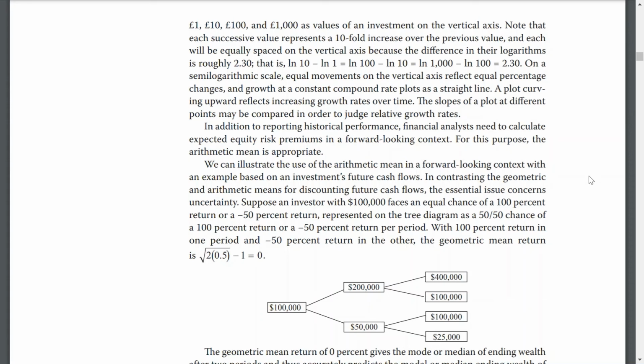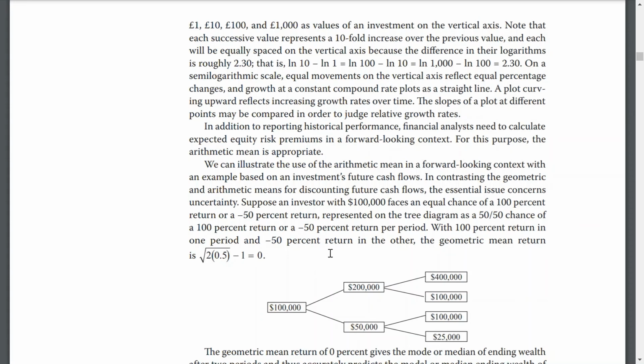We can illustrate the use of the arithmetic mean in a forward-looking context with an example based on an investment's future cash flow, contrasting the geometric and arithmetic means. For discussing future cash flows, the essential issue concerns uncertainty. Suppose an investor with 100,000 faces an equal chance of a 100% return or a negative 50% return, represented on a tree diagram as a 50-50 chance of 100% return and negative 50% return per period, with 100% return in the one period and negative 50% in the other.